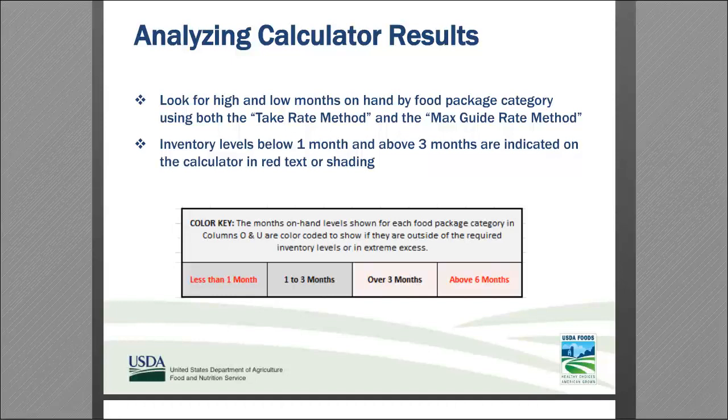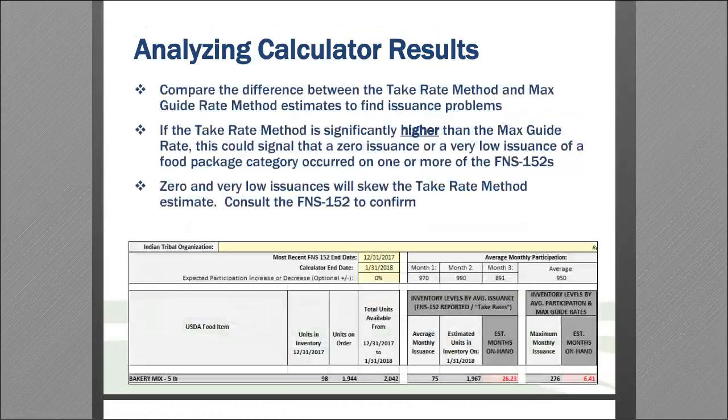One of the first things to look at when analyzing an inventory calculator is the months-on-hand estimates and if they're higher or lower than the recommended 1 to 3 month range for inventories. The calculator highlights these in red text or shading, as you can see by the color key on the slide. For the purposes of regulatory compliance with the 3-month inventory limit, we generally look at the max guide rate method. And for low inventory levels, generally below 1 month or negative, and to ensure that ITOs are serving full food packages, we look at the take rate method.